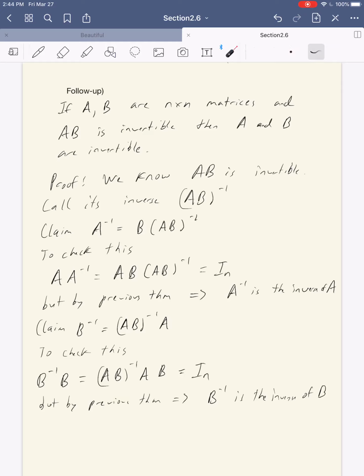So this is a nice reverse of that second property that said that if you have individually invertible matrices, then their product is invertible. This simply says that if the product is invertible, then the individual components are also invertible.